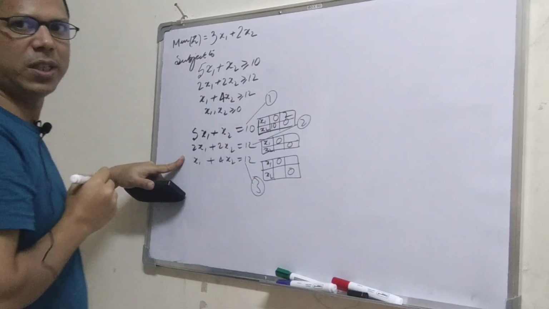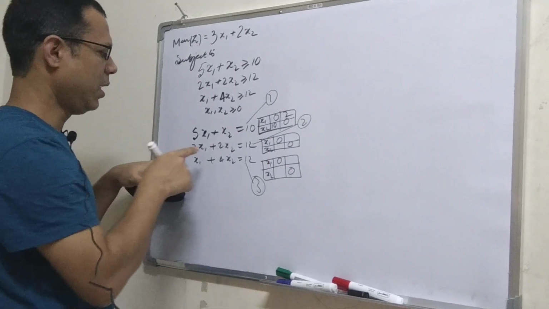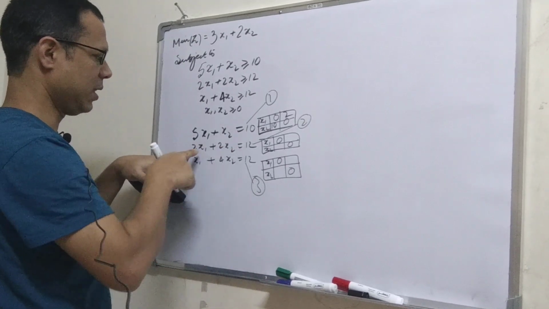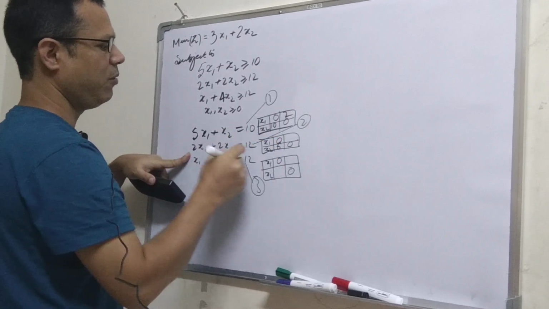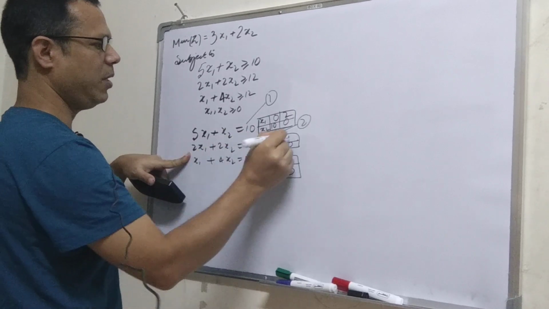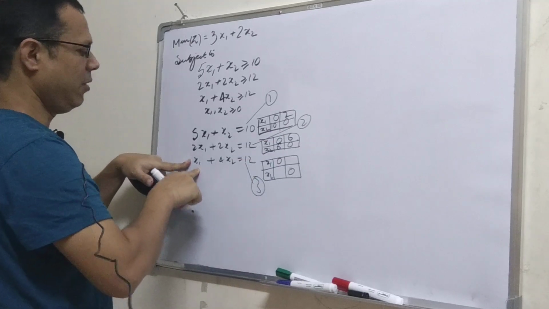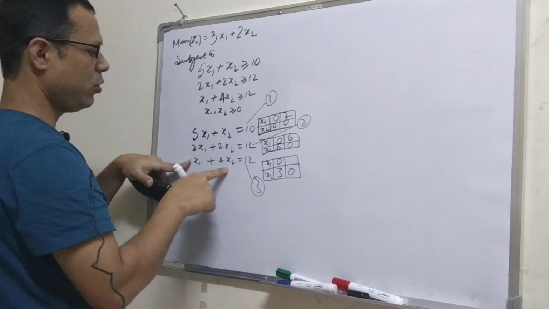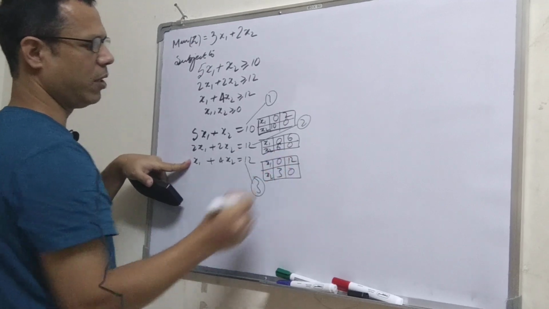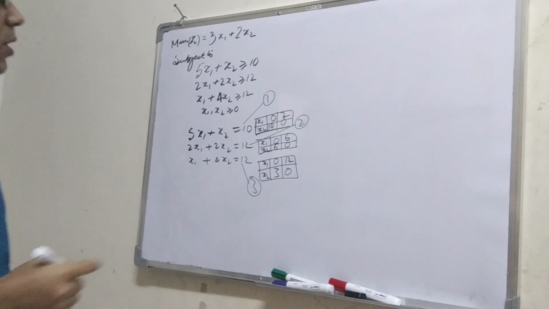Same way you have to put the values into all 3 tables for their respective equations. Where x1 is 0, this term will be 0, x2 will be 6. When x2 is 0, this term will be 0, x1 will be 6. Similarly, when x1 is 0, x2 will be 12 by 4, that is 3. When x2 is 0, x1 will be 12. So now we have got all these values of x1 and x2.